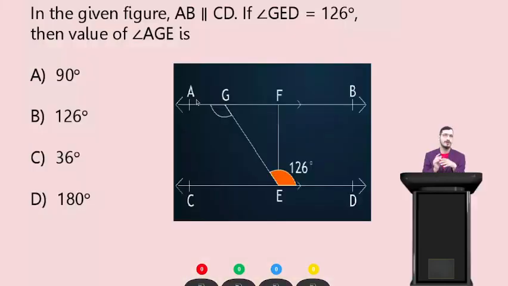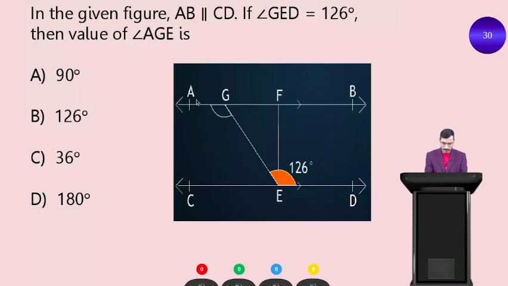Okay, student, now it's question time. I have a question for you. In the given figure, AB parallel CD. If angle GED equal to 126 degree, then find the value of AGE. I am giving you 45 seconds. Which option is correct here? Option A 90 degree, option B 126 degree, option C 36 degree, and option D 180 degree.